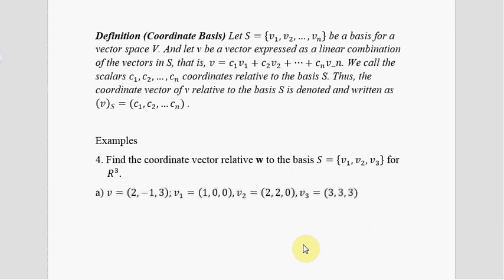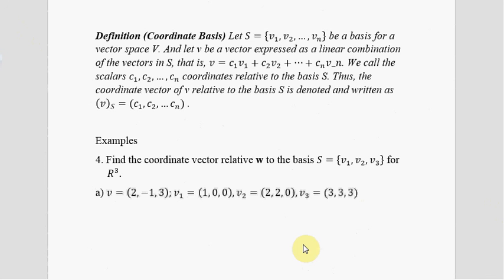Coordinate basis. I'm just going to do one of these, very straightforward. We say that a set S is a basis for a vector space if that set S spans the vector space and those vectors are also linearly independent. So if I'm given that, that's good. And we say let V be a vector expressed as a linear combination of the vectors in S. That is, V can be written as C sub 1 times V sub 1 plus and so on, C sub n times V sub n.